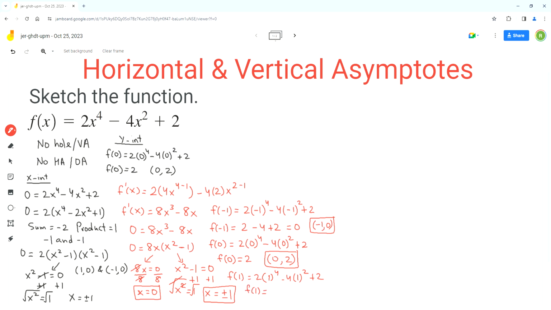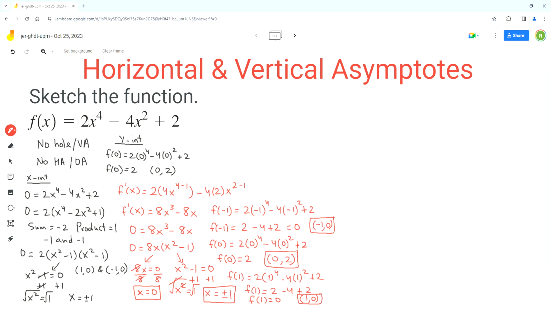So 1 exponent 4 is equal to 1, and 2 times 1 is 2. 1 squared is 1, and then -4 times 1 is -4. So f at 1 is 0. So the third critical point is (1, 0). So these are the three critical points in this function.